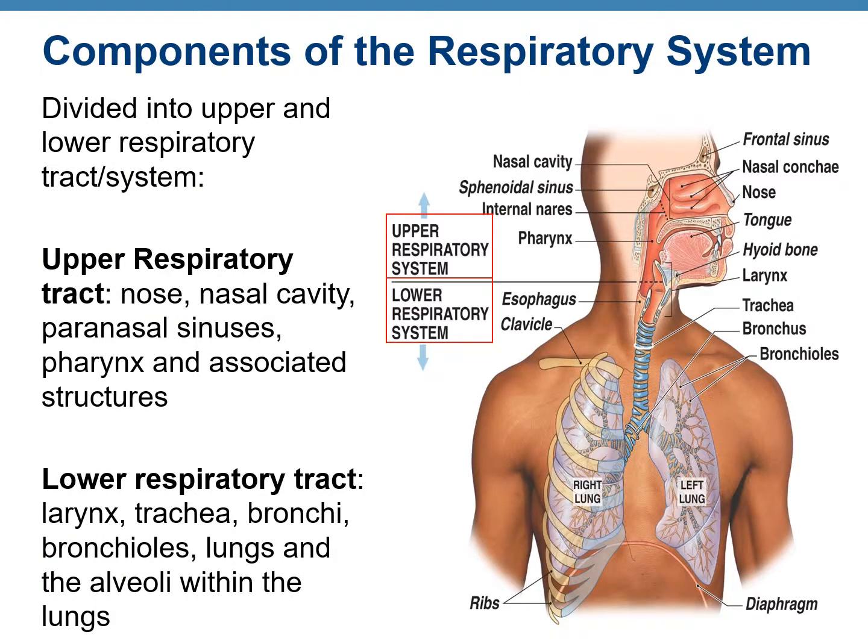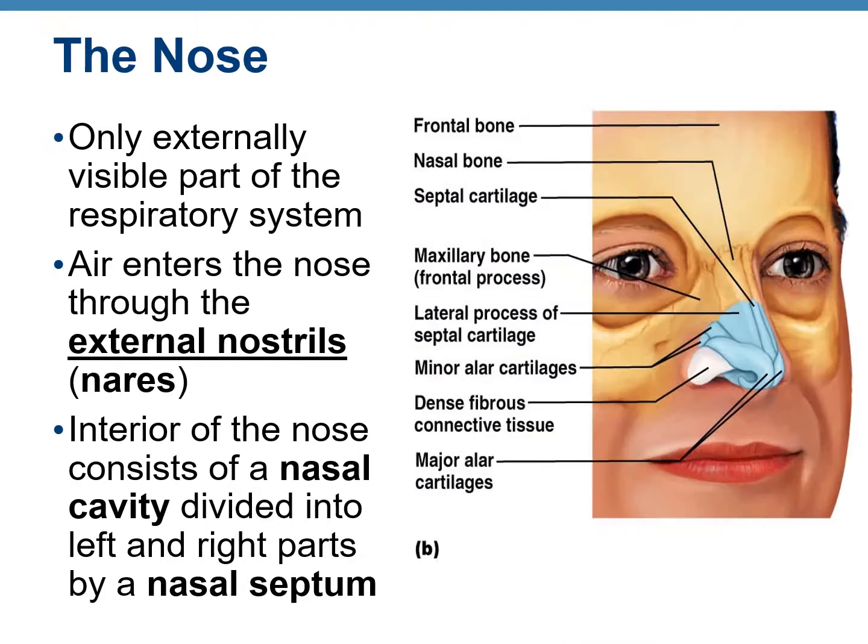So components of the respiratory system are divided into two parts, the upper part and the lower part. The upper respiratory tract starts from the nose, nasal cavity, pharynx, so it goes all the way up to the throat where there is the pharynx. The lower respiratory tract starts with the sound box, the larynx, trachea, bronchi, and up to the alveoli within the lungs. We're going to go over the components of the respiratory system.